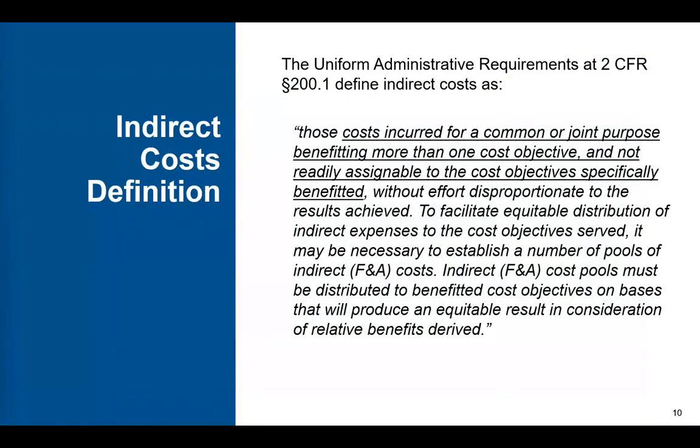So next we will discuss indirect costs. This slide contains the definition for indirect costs found at 2 CFR 200.1. The key language contained in the definition for indirect costs is underlined. It reads, indirect costs are costs incurred for a common or joint purpose benefiting more than one cost objective and not readily assignable to the cost objectives specifically benefited.